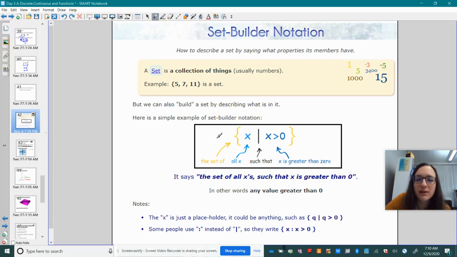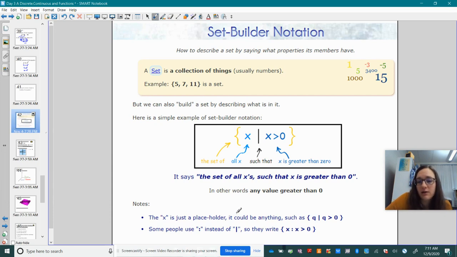But we can also build a set by describing what is in it. So this is another example of what it could look like, right? So we have the set of, there's our braces, all x values such that x is greater than 0. Now I learned it as the set of all x values when x is greater than 0. So I learned this line as "such that," same idea. That's how we can read it out loud.